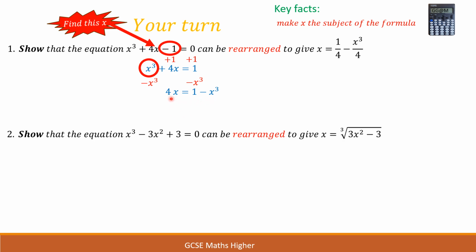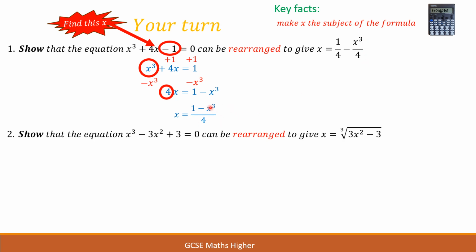We now need to get the x on its own, so we're going to get rid of this multiplied by 4, so we're going to divide both sides by 4. Dividing by 4 leaves me with 1 minus x cubed over 4. Now, if they didn't say how to rearrange it, then this answer is perfectly fine. But the question said rearrange it to be x is equal to 1 over 4 minus x cubed over 4.